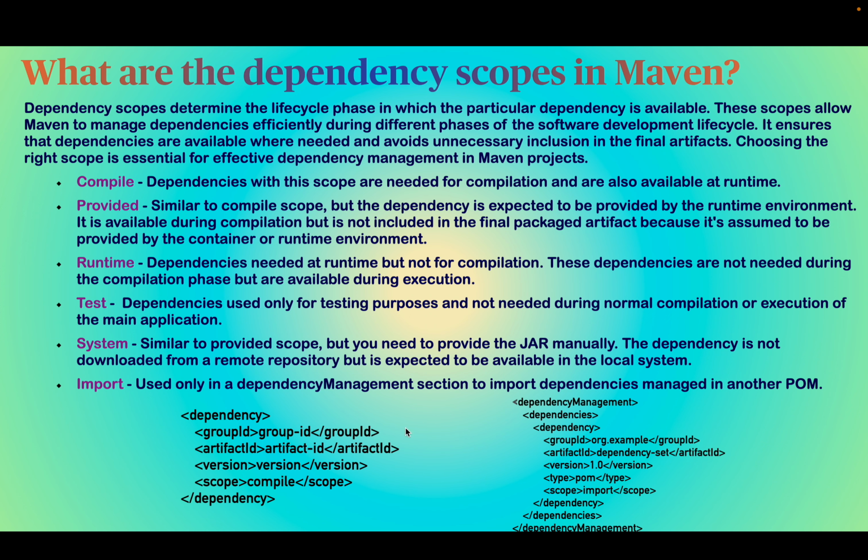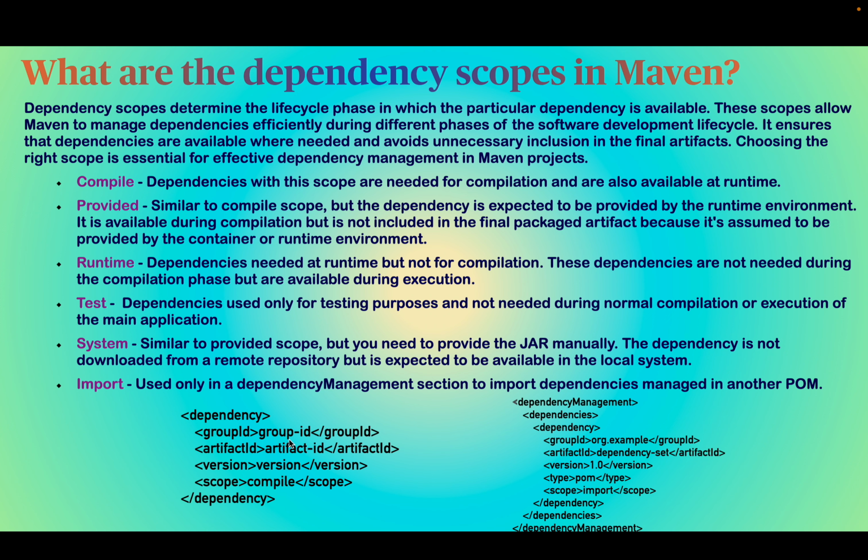So the dependency scopes are mainly to determine the life cycle phase in which the specific dependency should be available. For a few of the dependencies, if we just need them at runtime, we don't need to include them during compile time. So we need to manage those dependencies efficiently, and mainly for that we need the dependency scopes. We have nearly 6 scopes in the Maven dependencies, and the first one is the compile scope. So if you see here in a dependency, this is a dependency.